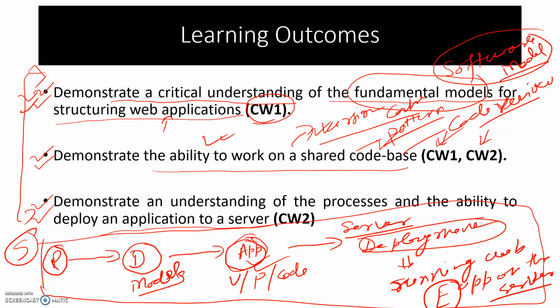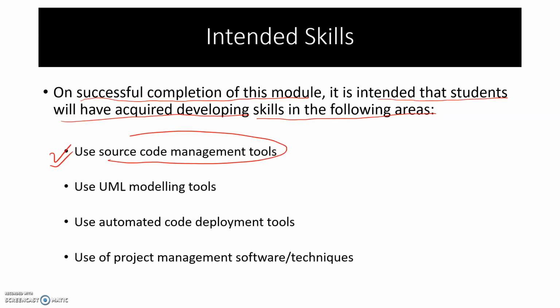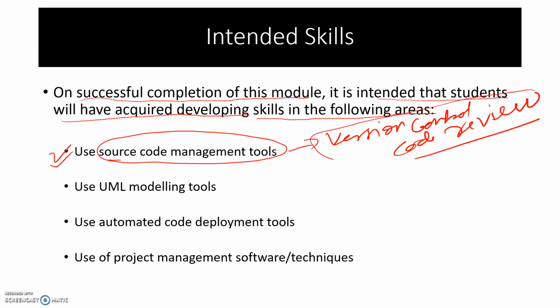What are the intended skills you can develop at the end of this module are listed here. So on successful completion of this module, it is intended that the student will acquire developing skills in the following areas. Use source code management. Source code management can be done using version control, code review, you can apply these methods to do this.